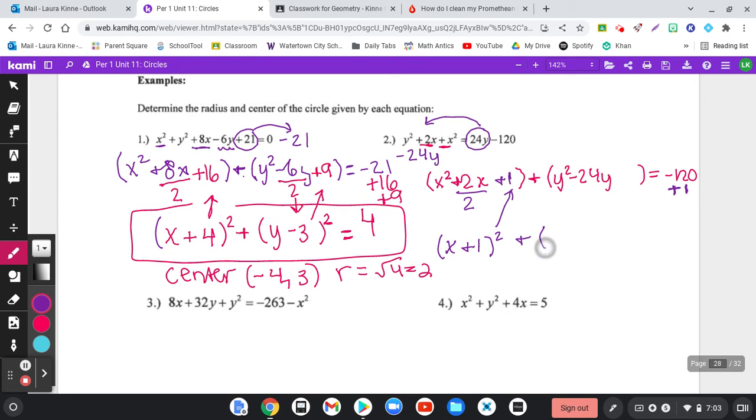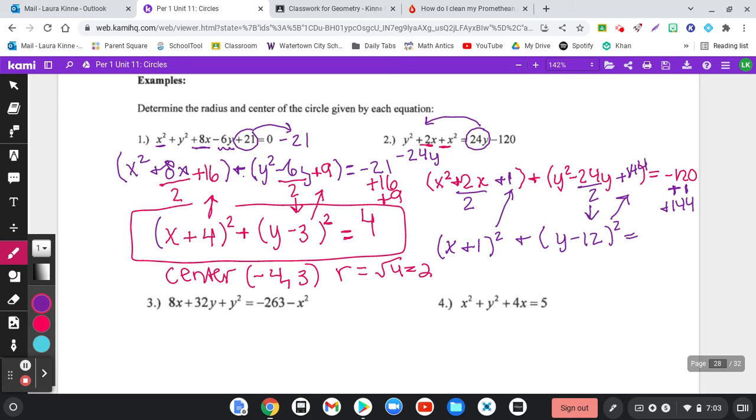Now we'll do the same with the y's. Half of negative 24 is negative 12, so it's y minus 12 squared. If it really was minus 12 squared, we'd add 144. Anything squared is always positive. And again, you can't just randomly add something to one side of the equation and not the other.